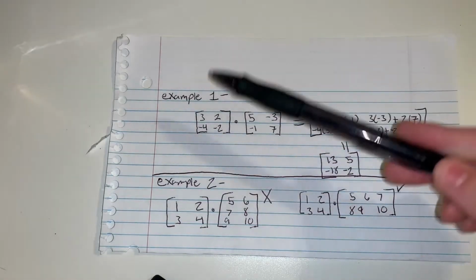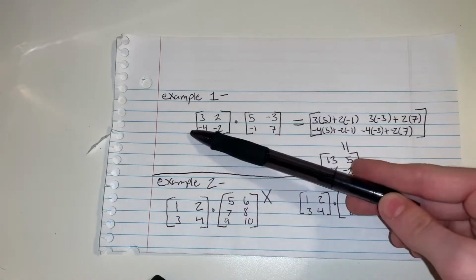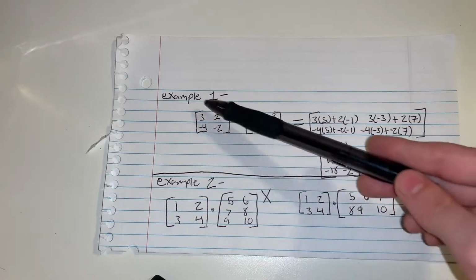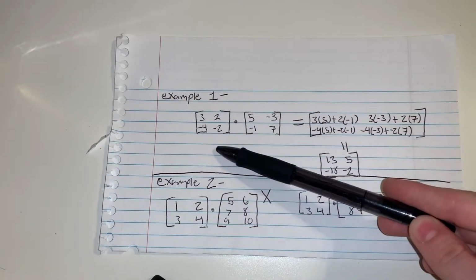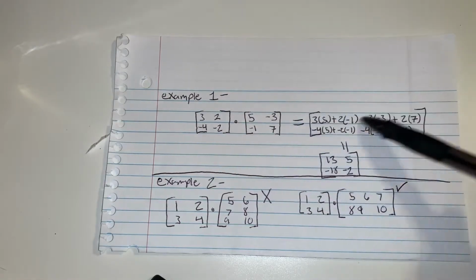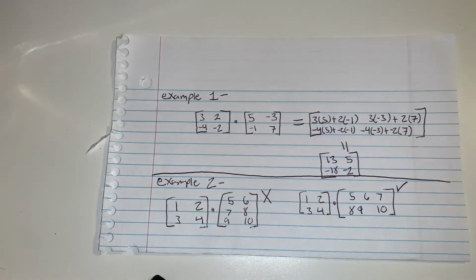As I said earlier, there can be a number outside of here, so if there was a 2 here, you just multiply 2 times 3, 2 times 2, 2 times -4, 2 times -2. Then with the corresponding answer of that, you then multiply this matrix the same way as you would multiply this, just with your new numbers in these locations.